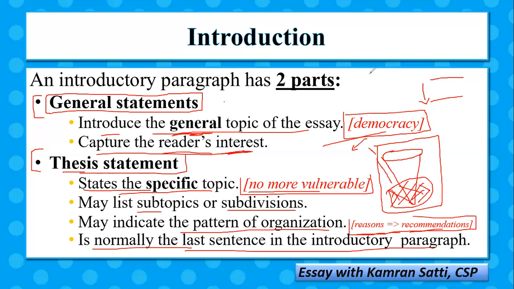So what you have to do is you have to write general statements. These are general statements, and these narrow down to our thesis statement very smoothly. Okay, thesis statement portion, general statement portion. So this is the correct approach, and this is the wrong approach, because this breaks the coherency of your essay.